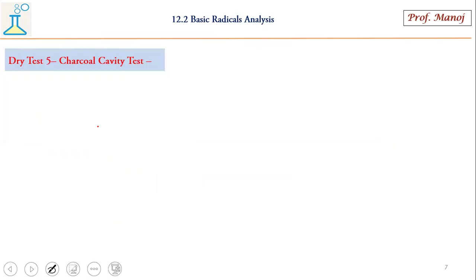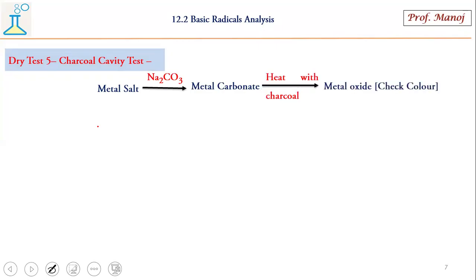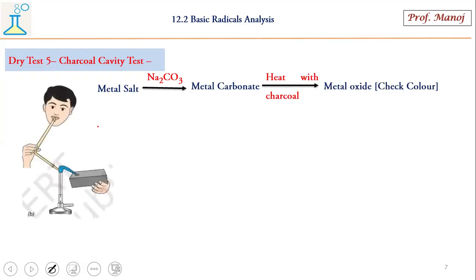Next dry test is called charcoal cavity test. Now what we do under this is we take a metal salt, mix it with sodium carbonate and heat it. It forms metal carbonate. When it is heated further with charcoal, you get metal oxide. We need to check the color of it. This is a kind of procedure NCERT has shown. So using a bent tube, they turn the flame onto the charcoal and heat it.